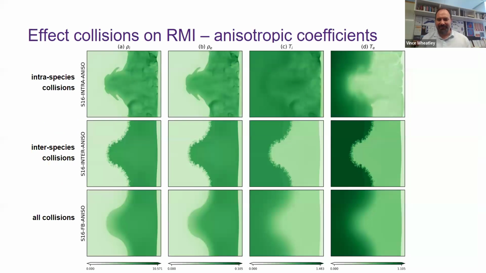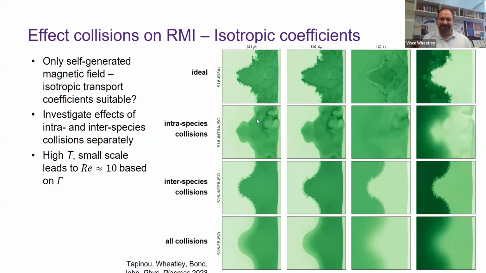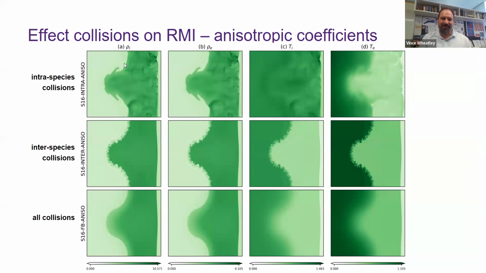So next, we're going to look at the effect of coefficient anisotropy. So we now switch to the anisotropic version of the coefficients, so the full Braginskii model. And if we look at the evolution of the ion number density, comparing it to the previous slide, where we had minimal roll-up of the interface, the roll-up is now much more advanced, indicating that even though we have a very weak self-generated field in this case, the anisotropic coefficients are still affecting the growth of the instability.